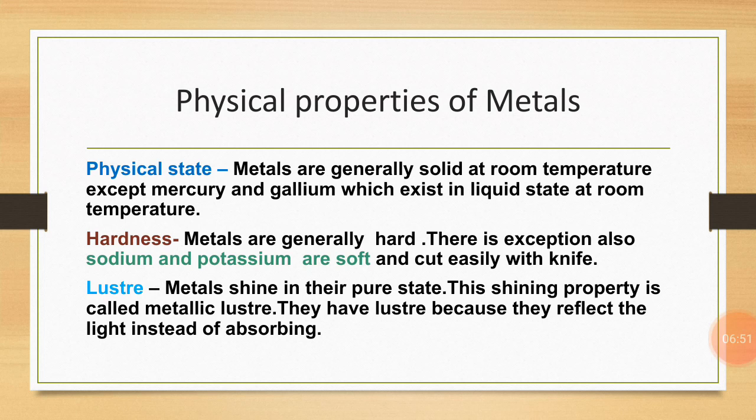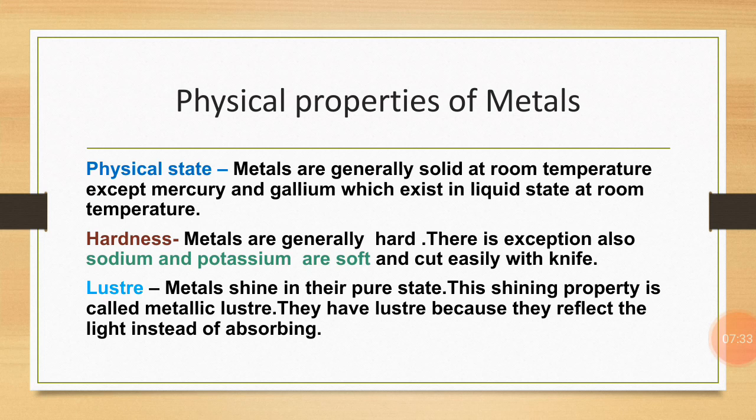We are going to learn how metals are found at room temperature. At room temperature, metals are generally found in the solid state, which means most metals are solid at room temperature. You know that there are three states of matter: solid, liquid and gas. Metals are generally solid at room temperature, but there are some exceptions, mainly mercury and gallium. These are the two exceptional cases, metals that are found in the liquid state at room temperature. So this is about the physical state of metals.